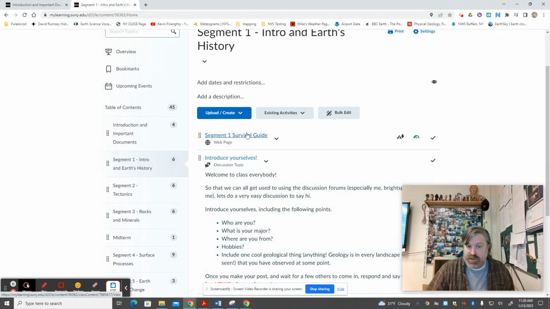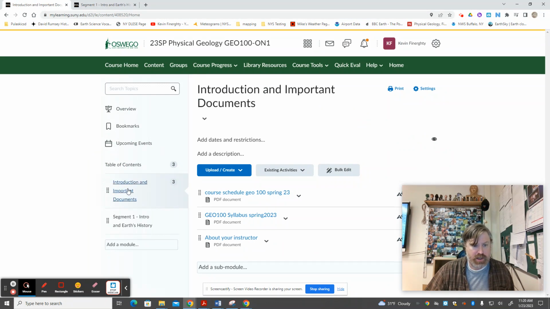And the first thing in each segment is the survival guide for that segment. So you can get all of the tasks for that 1 to 3 weeks right there by clicking that. All right. So you'll see those as we get going. Should be no big deal. Today, let's focus on, and I'll come back to our course, the introduction and important documents.